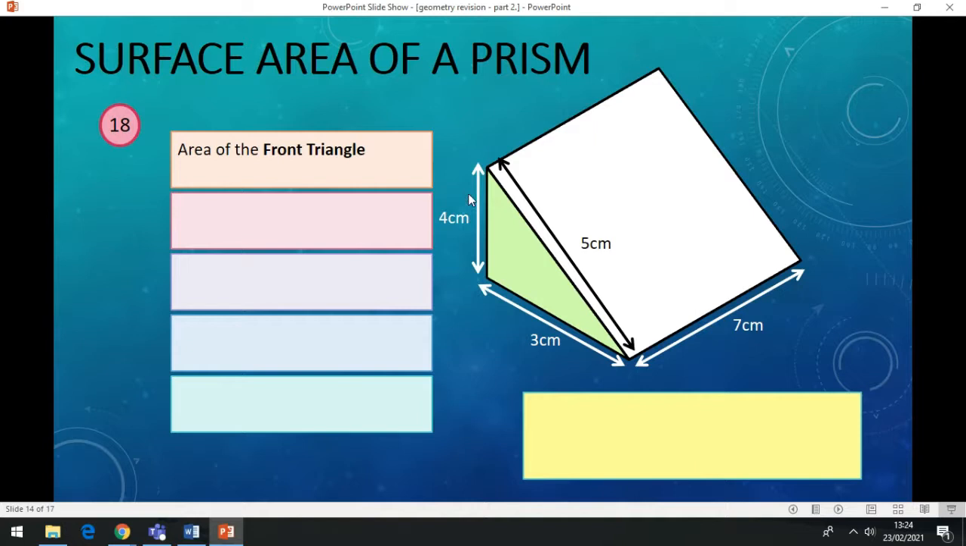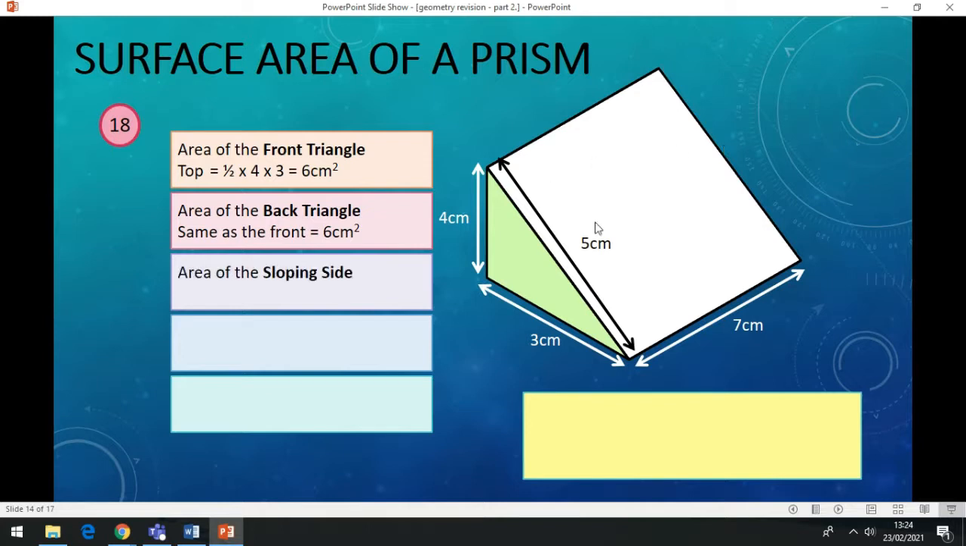So the area of the front triangle here, 4 times 3 divided by 2, will give us 6 centimetres squared. Okay, we've got this side here. Area of the back triangle is the same, isn't it? So that will also be 6 centimetres squared. Area of the sloping side, that's this big bit here. 7 by 5 will be 35 centimetres squared.